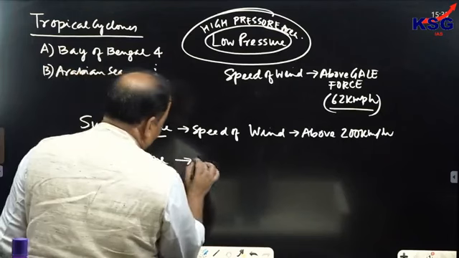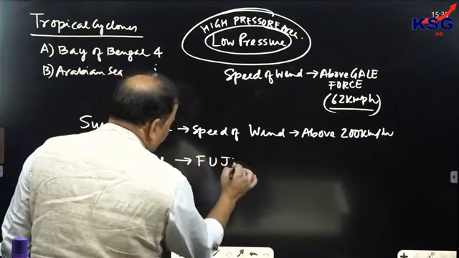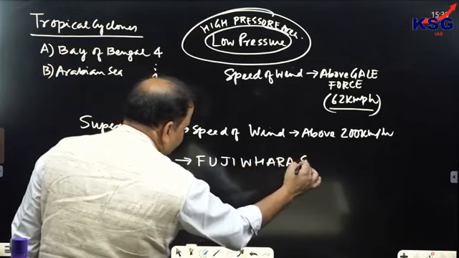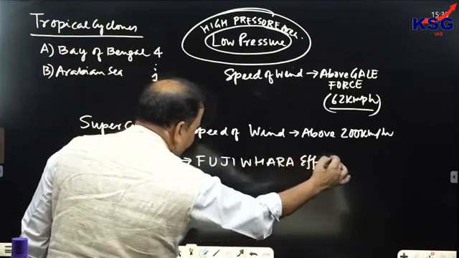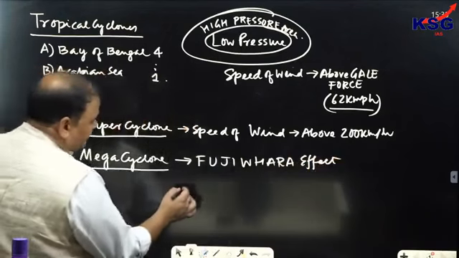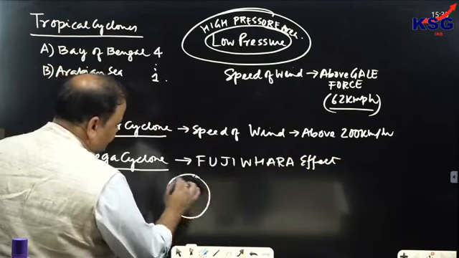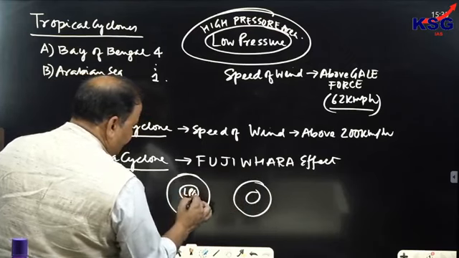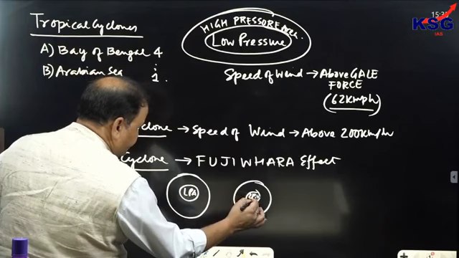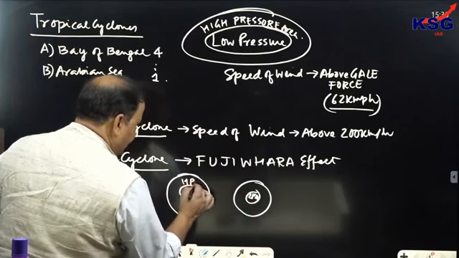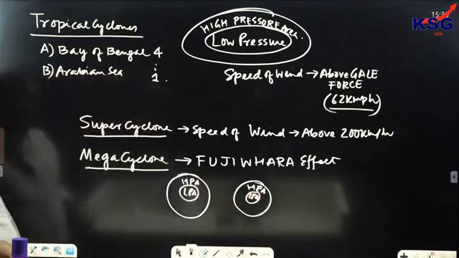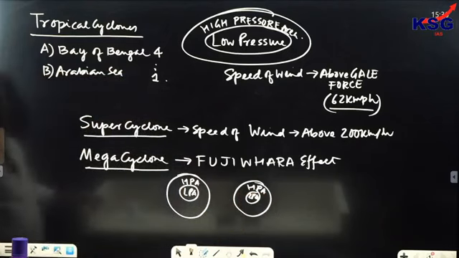How does a mega cyclone take place? It takes place due to an effect which is called the Fujiwara effect. Fujiwara effect means, let's suppose this is the LPA surrounded by HPA.